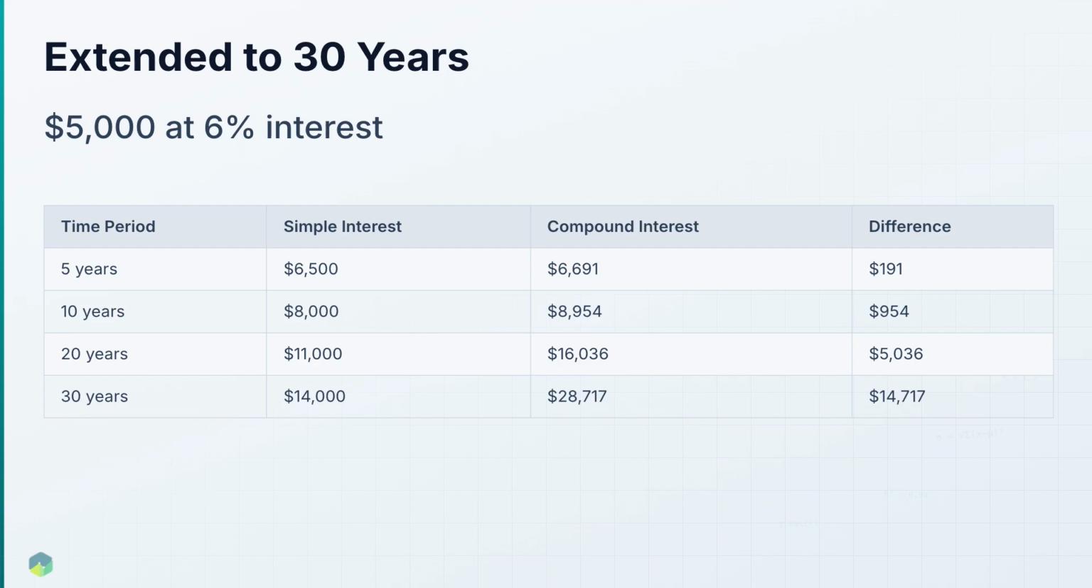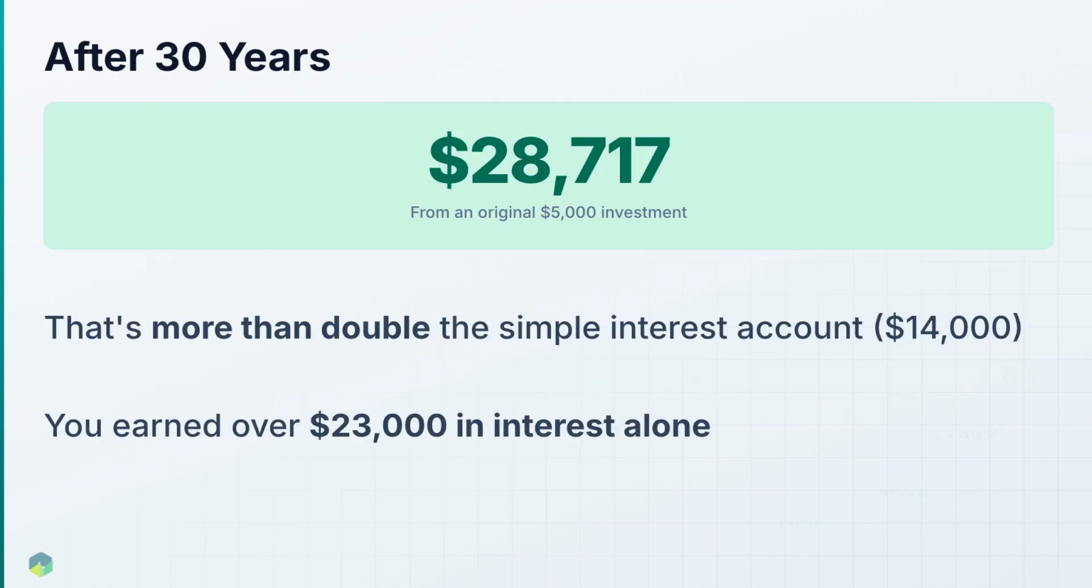But look what happens after 20 years. The gap is over $5,000. And after 30 years, the compound interest account has over $14,000 more. After 30 years, the compound interest account has nearly $29,000, more than double the simple interest account. Your original $5,000 grew by over $23,000 in interest alone.